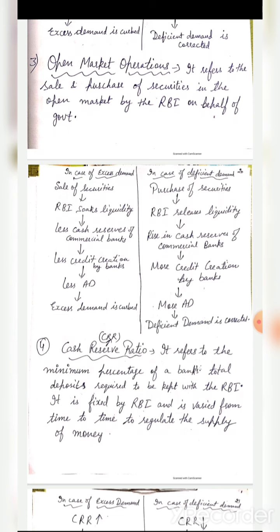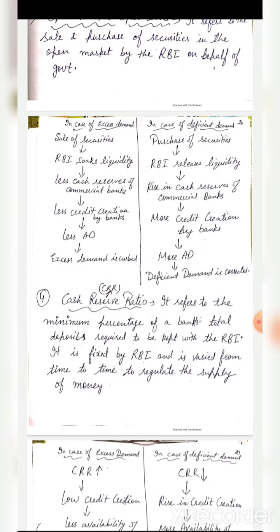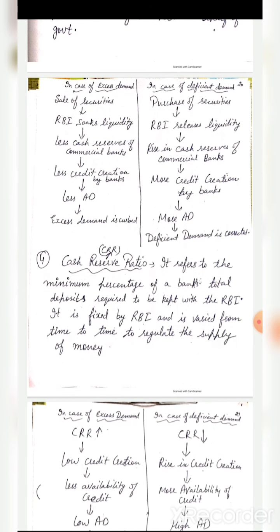Listen, sale of securities. If RBI sells the securities at a low rate, then the public will be attracted to purchase these securities for getting profits in the future. Then RBI can soak the liquidity from the market. People will have less money to spend in the market. Then there will be fewer cash reserves with the commercial banks, less credit creation, less AD, and excess demand can be corrected with this tool.